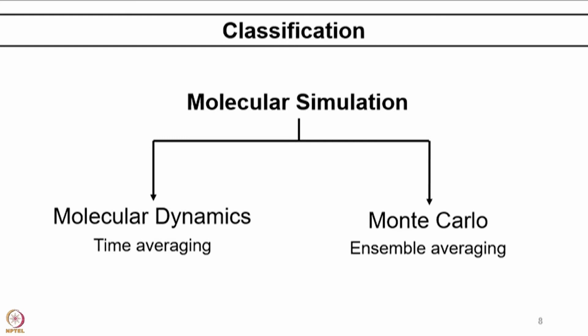So molecular dynamics is time average. Monte Carlo is in the ensemble average. In Monte Carlo, there is no time. In Monte Carlo simulation, we start with an initial configuration, then we follow certain rules to generate new configurations. New configurations which are allowed according to Boltzmann distribution and some technique like that.